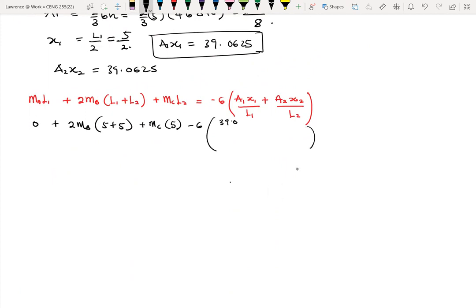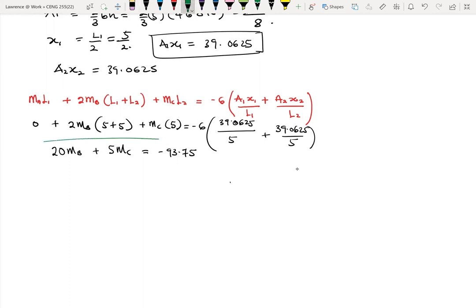Okay. So that becomes minus 6 times A1, which is 39.0625, divided by 5, plus again 39.0625 divided by 5. So all of this will be equal to 20 MB plus 5 MC minus 93.75.